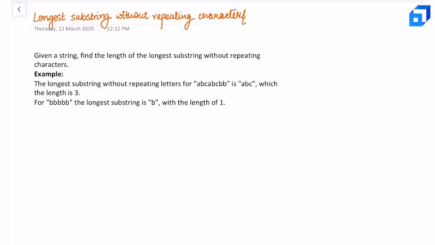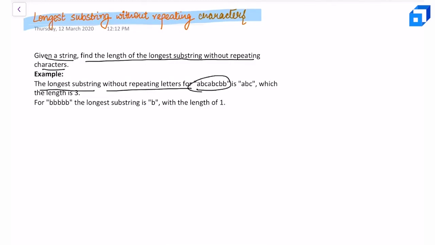Hi guys, in this video let's talk about the problem longest substring without repeating characters. So given a string, we have to find the length of the longest substring without repeating characters. For example, the longest substring without repeating letters for this particular string is just ABC, right? So if we look here, then this is the longest substring, which is of length 3. Therefore, we will simply return the length, right? This is 3 for this particular string.